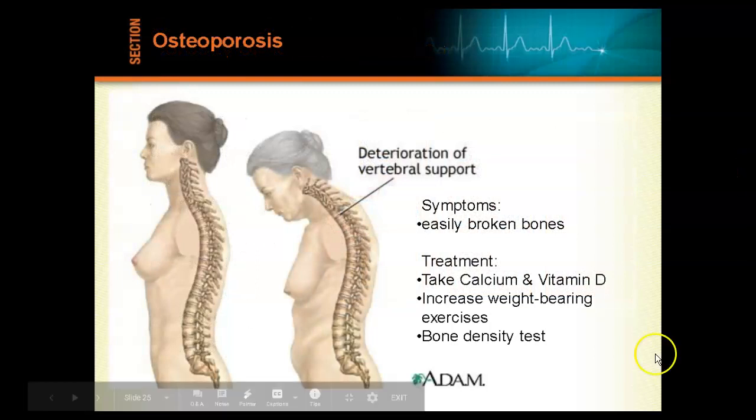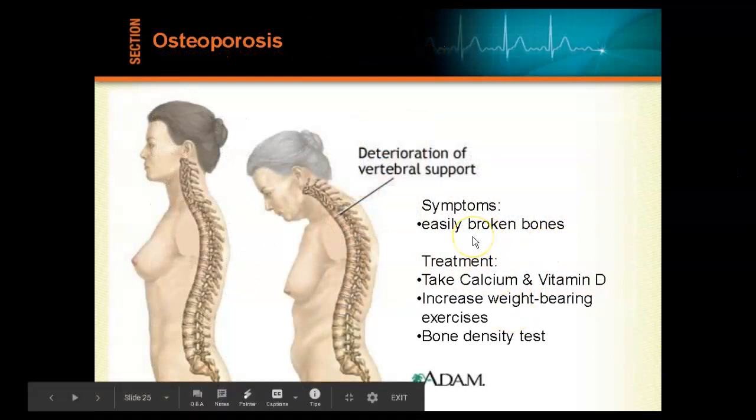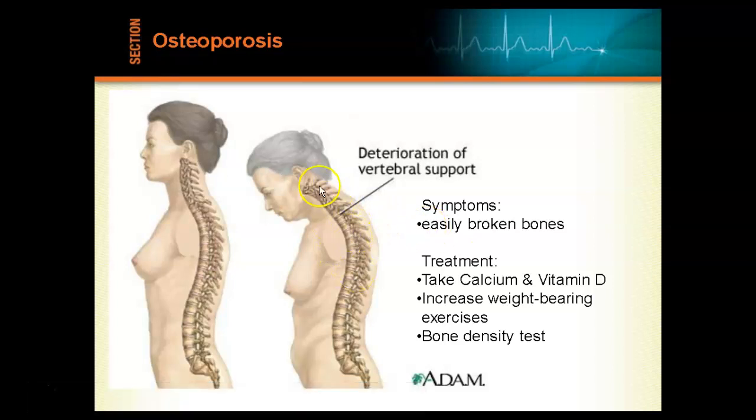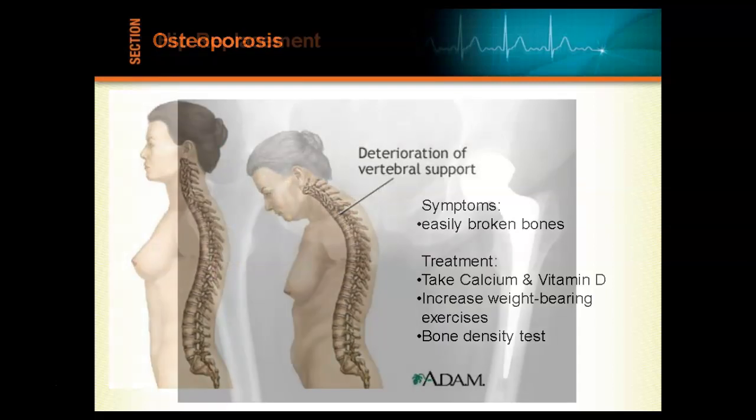All right, so a lot of the symptoms are easily broken bones. They will start having deterioration of their vertebral support and have those compression fractures. So our treatment here is making sure that we're getting adequate calcium, adequate vitamin D, increasing those weight-bearing exercises, and then the bone density test is the test we do to look for osteoporosis to see how bad it is.